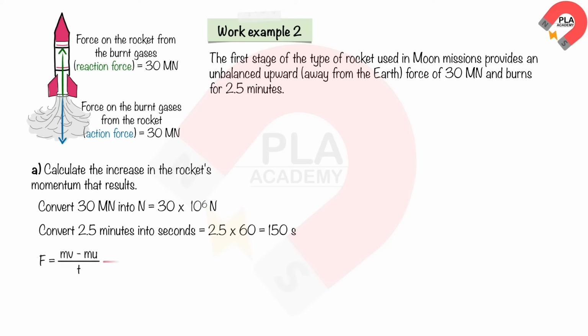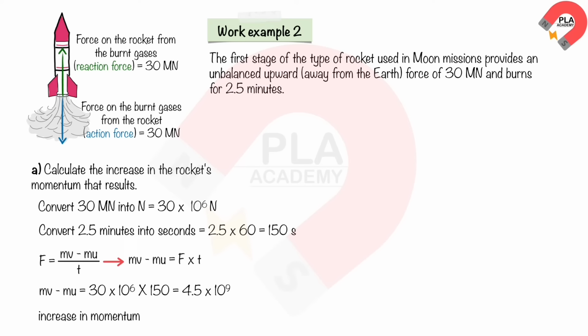Change in momentum, mv - mu, equals Ft. So, the increase in momentum equals 30 times 10 to the power of 6 times 150, which is equal to 4.5 times 10 to the power of 9 kilogram meters per second.